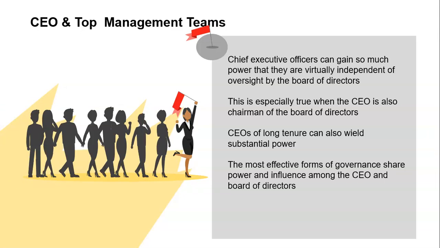Chief executive officers can gain so much power that they are virtually independent of oversight by the board of directors. This is especially true when the CEO is also chairman of the board of directors. CEOs of long tenure can also wield substantial power, and the most effective forms of governance share power and influence among the CEO and board of directors.